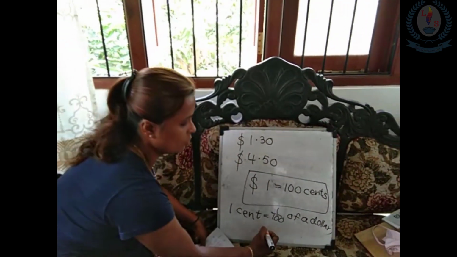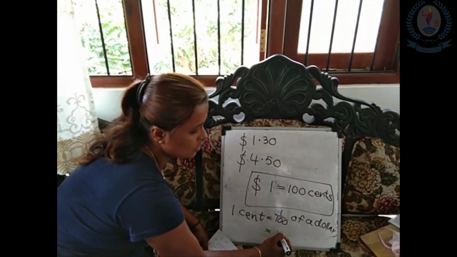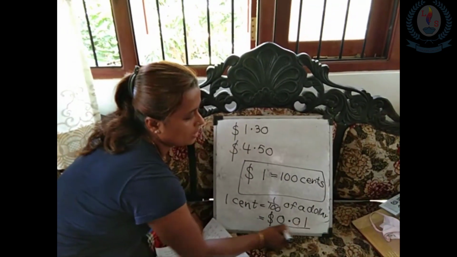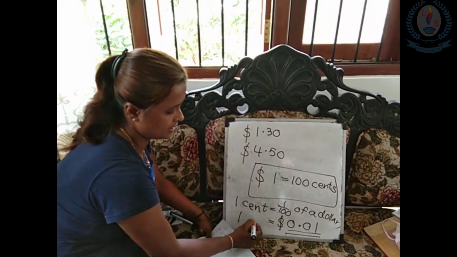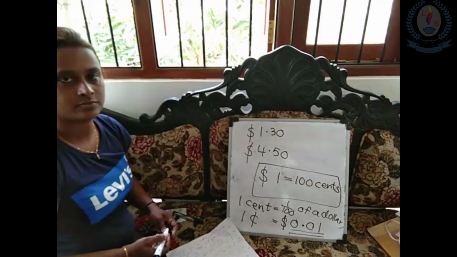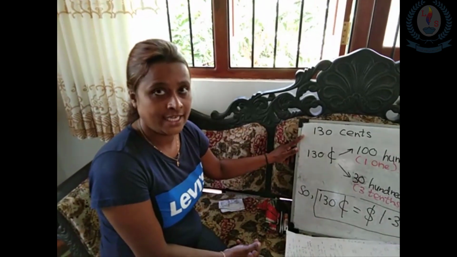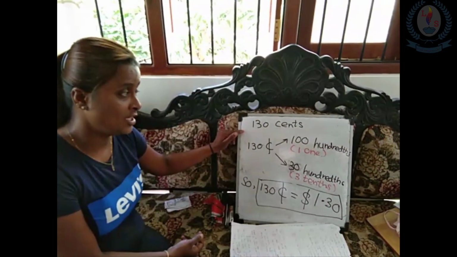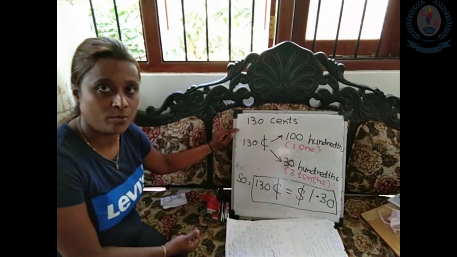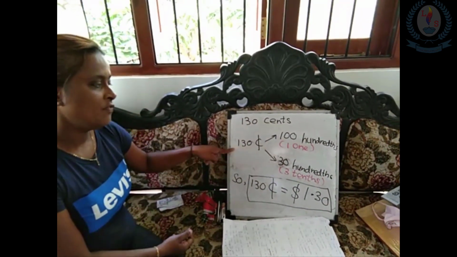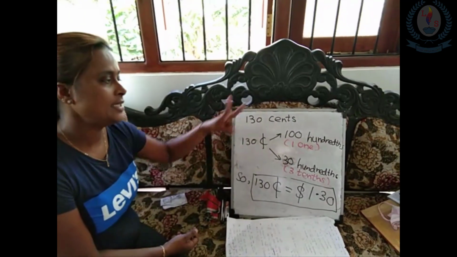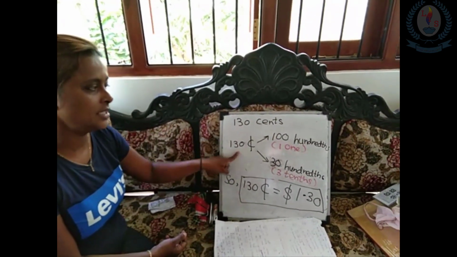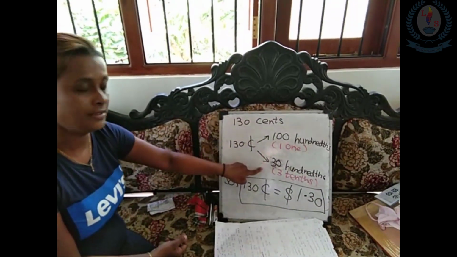100, we know that 1 cent is equal to $0.01. That's right, 130 cents in dollars, or in decimal form, dollars and cents. Okay, now look. When we break 130 cents into 2 pieces, we can get 100 and 30.